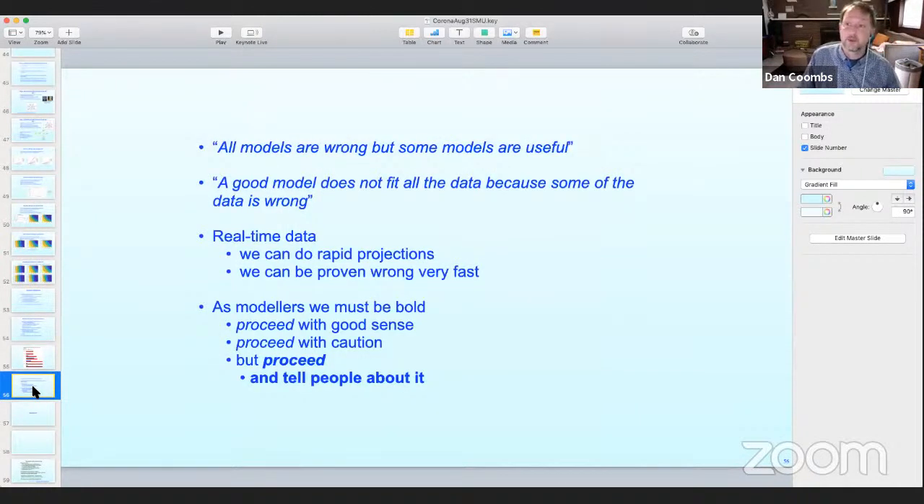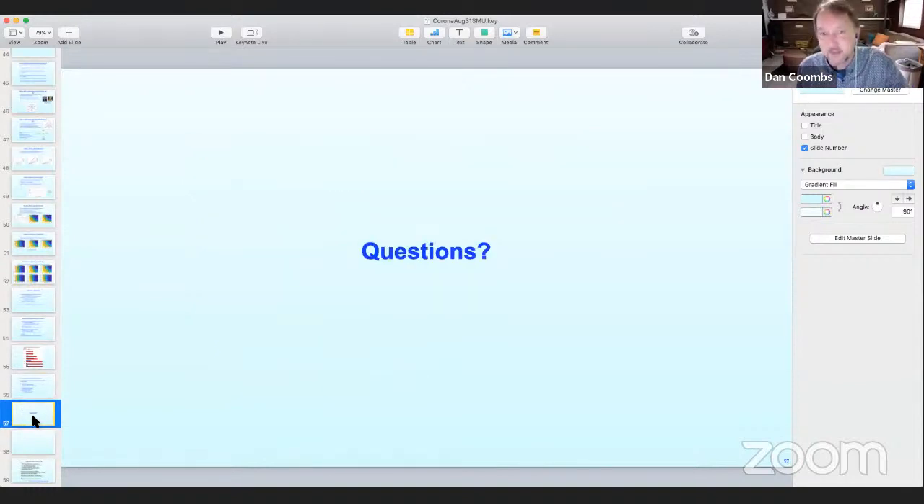Anyway, all models are wrong, some models are useful, and a good model does not fit all the data because some of the data is wrong, and especially with real-time data, the second one is important. And especially when talking to general audiences, we have to always remember the first one. But I think it's important to keep modeling and keep telling people about it. And with that, and I apologize for going a few minutes over, I am done.